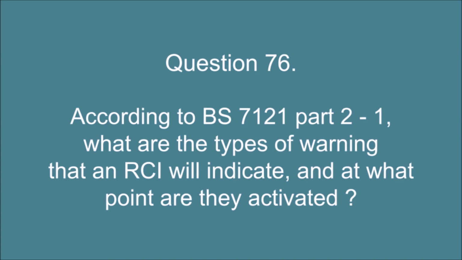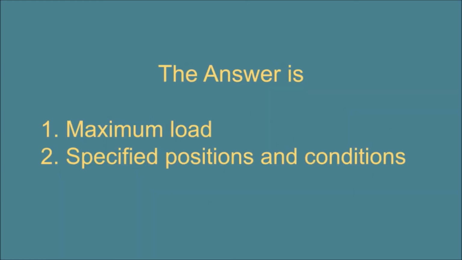Question 76. According to BS 7121 Part 2.1, what are the types of warning that an RCI will indicate, and at what point are they activated? The answer is: 1. Maximum load. 2. Specified positions and conditions.